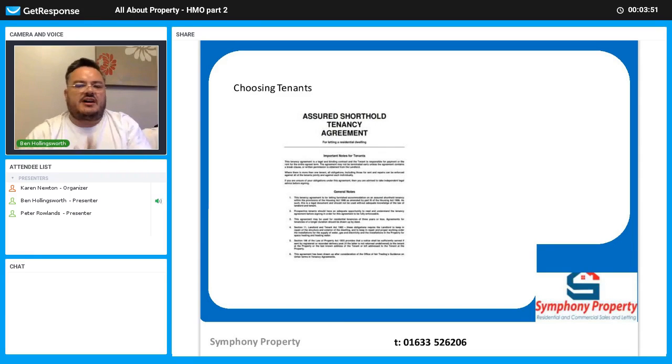You may look at the style of HMO which you've got and say, right, this is a professional HMO, so we only want working people in here. That's fine. Have a look at the credentials of the working people. How long have they been working for? Has the letting agent checked their bank statements? That's really important. These days, you can tell a lot about a person from their bank statements.